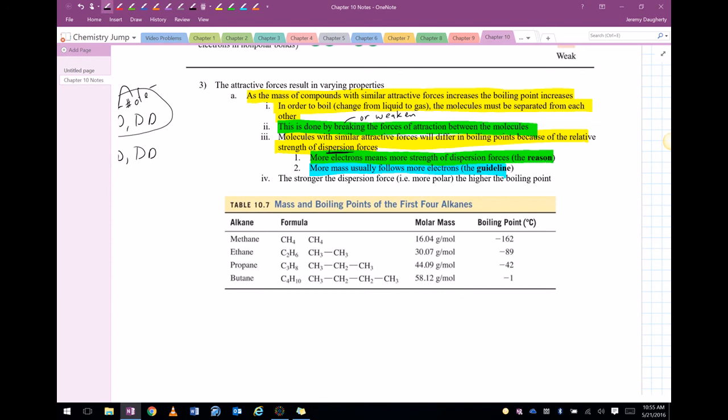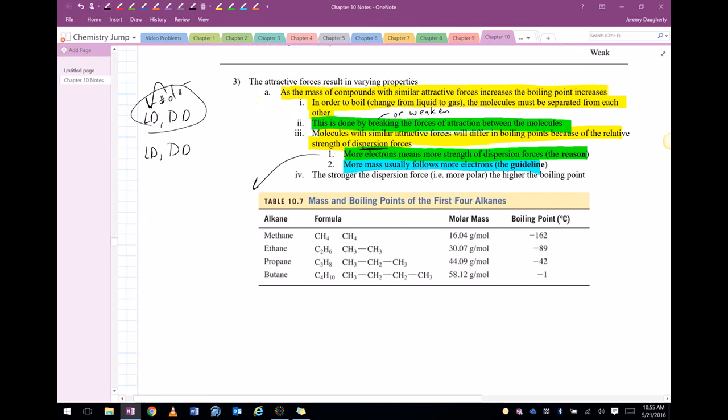And really what we want to say here, when we're talking about more electrons, we say that the more electrons, the more polarizable it is. Okay? So the more electrons, the more polarizable. So what does that mean? Well, more polarizable means that the more electrons we have, the greater the chance of it being polar.